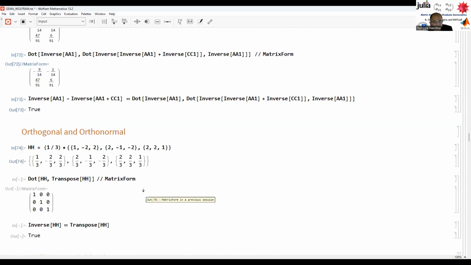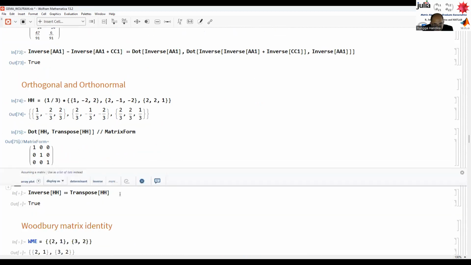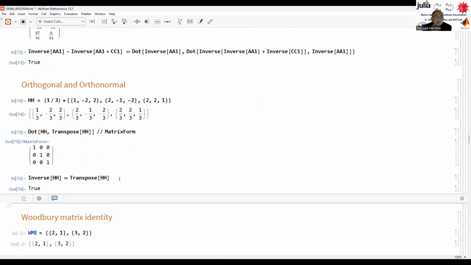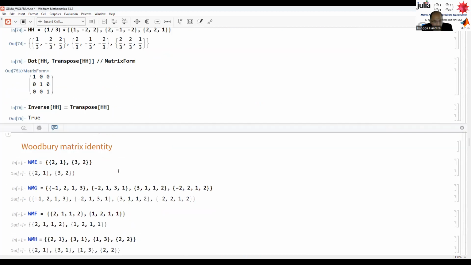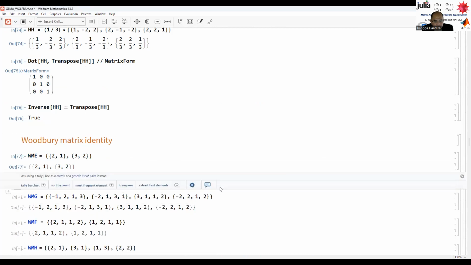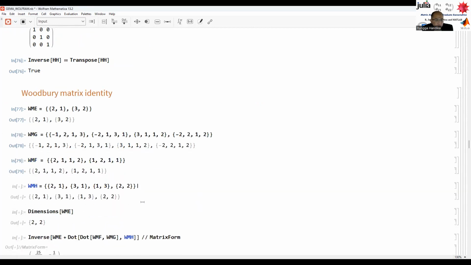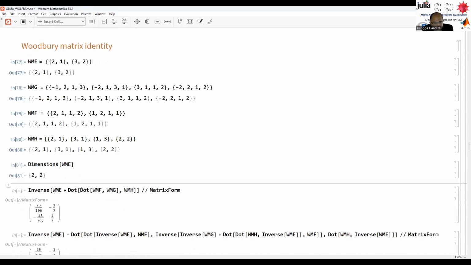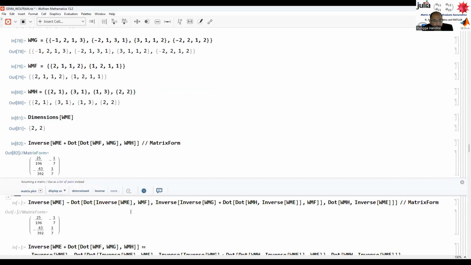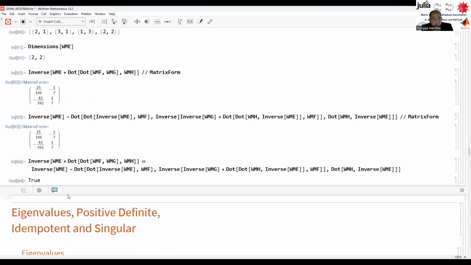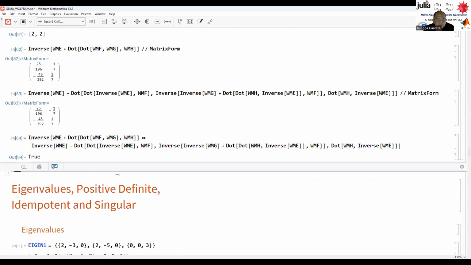You can see the dot multiplication of H and its transpose will be the identity matrix. So inverse H will be equal to the transpose. So this is the orthogonal and orthonormal. Again, we try to apply the Woodbury matrix identity. So you can see E, G, F. Sorry, it's not in order, but anyway, still the correct dimension. So inverse, this is long, and another long formula here. And this is the Woodbury we can prove.